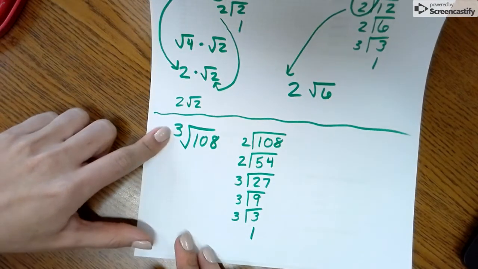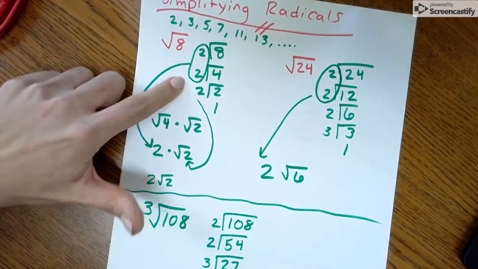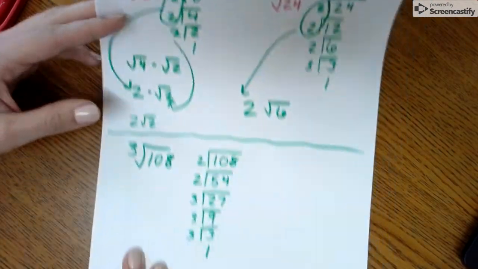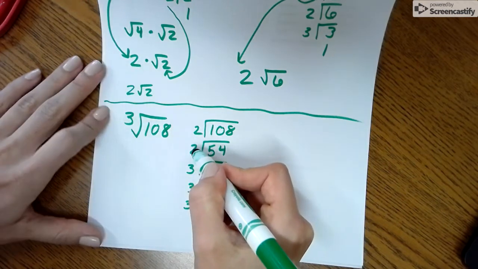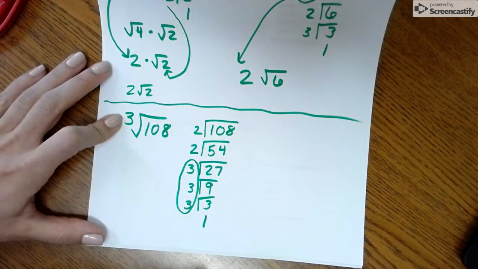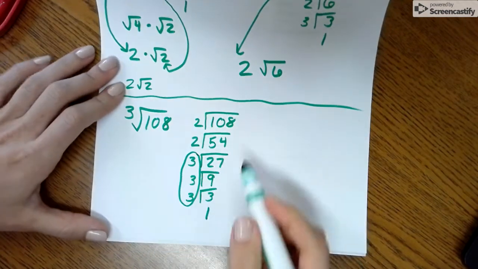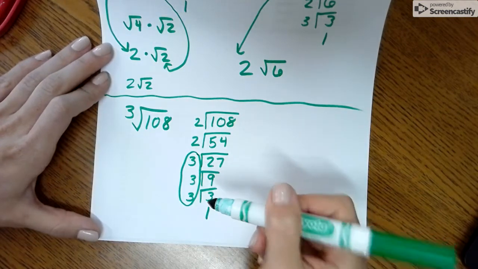Now, the only difference here is that we're taking the cube root. So now instead of looking for groups of 2, like I did for the square root, I'm now looking for groups of 3. Okay? So I have a group of 2 here. I'm not going to circle that because, again, I'm taking the cube root. I do have a group of 3 3's. Okay? Now, this is the same idea as the last time. 3 times 3 times 3 is 27.